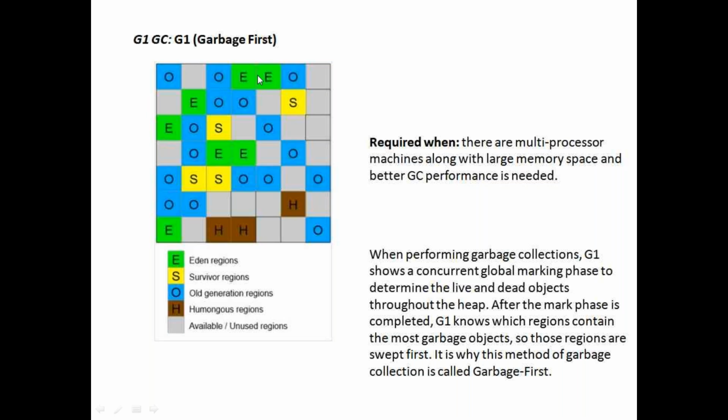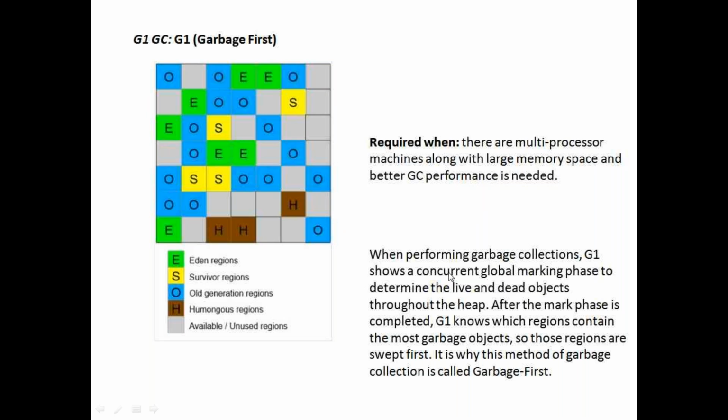These are the Eden spaces, then these are the survivor regions, and then there are old generations, and then there is a humongous region. Humongous means a big chunk of heap required for certain things. Then these are humongous, and these are available spaces, and these are available spaces. Like this, they will do it.